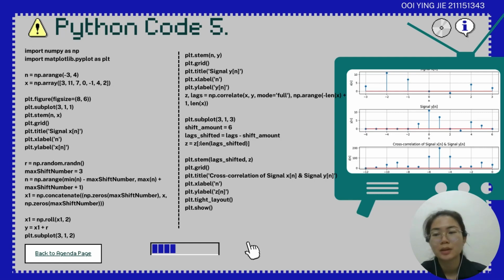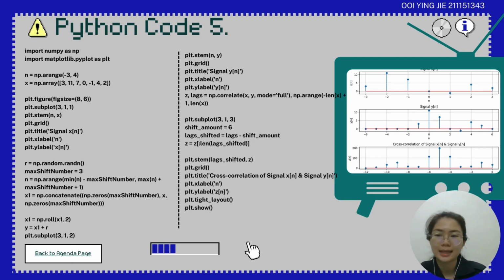Generate random noise R using np.random.randn. Define a maximum shift value, max shift number, and create a new array n to represent the extended range for the shifted signal, which accommodates the maximum shift. This involves concatenating zeros at both ends of the original n range. Create a shifted version of the signal x1 by using np.roll and shift it by 2 positions. Create a new signal Y by adding the random noise R to the shifted signal x1.